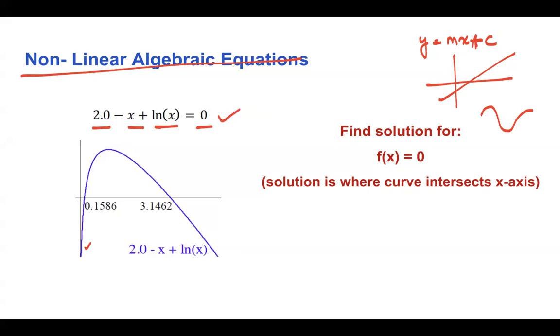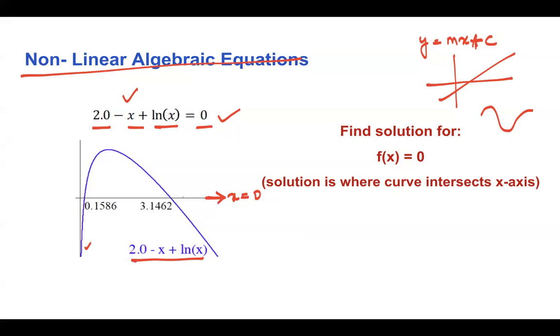This blue curve is 2 minus x plus ln x. And what is the line at 0? This is the equation, and equal to 0 means the line y equal to 0, the x-axis. This line that you see here. Any point on the line, if you take it, will have y equal to 0.